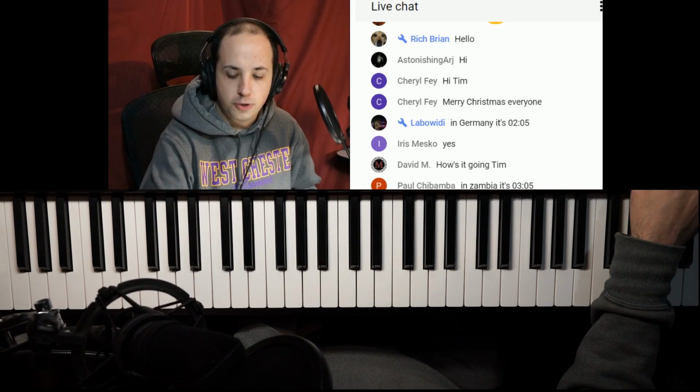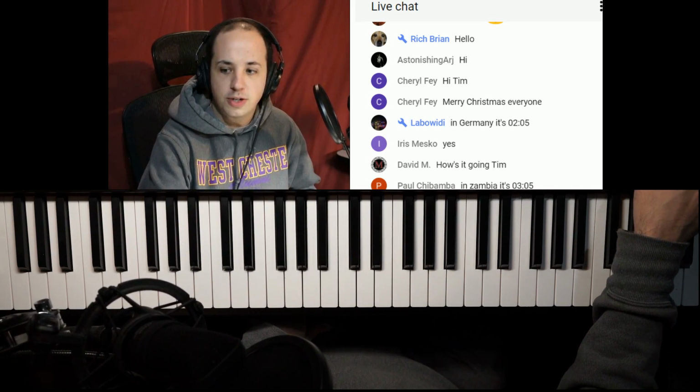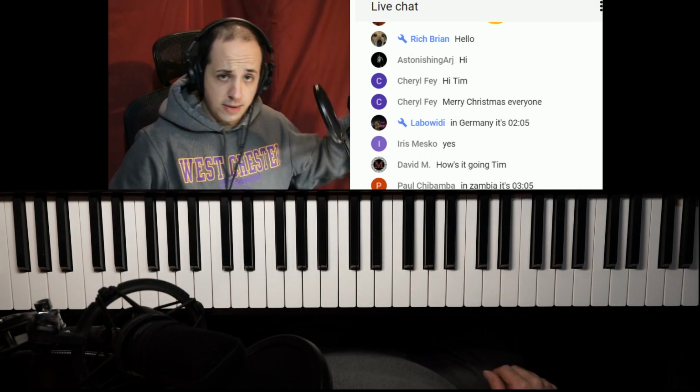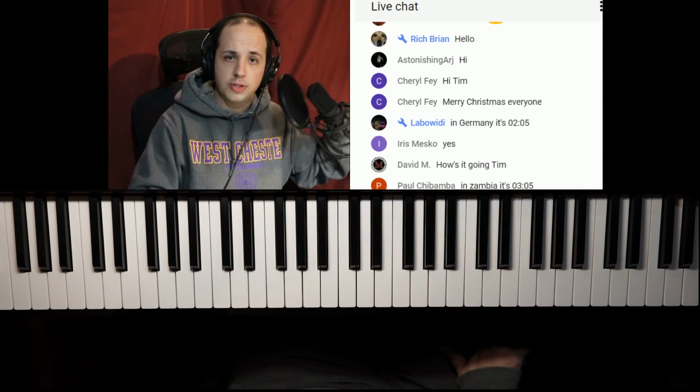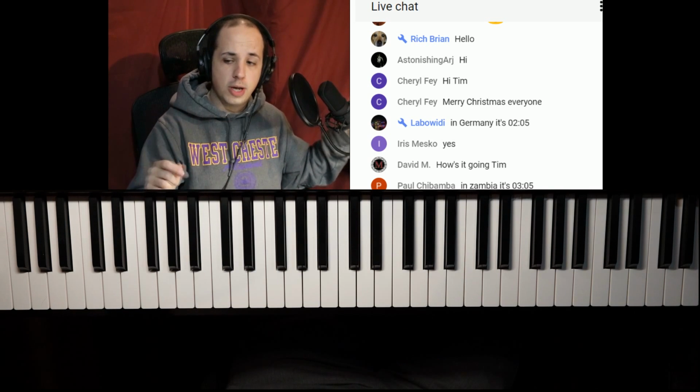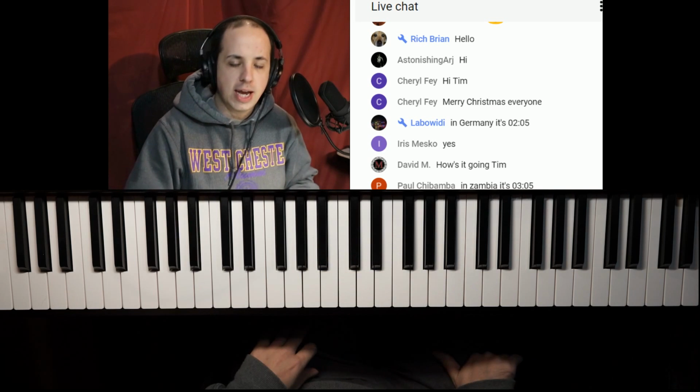This first grouping, of course, is going to be the dotted quarter eighth rhythm. So many students get this wrong, and they either don't know how to count it or they count it very sloppily. What I like to do is think about how many beats a dotted quarter note gets. Well, it gets 1.5, since the dot adds half of the note's value back to itself. So if you have a quarter note worth 1, 1 plus a half is 1.5.